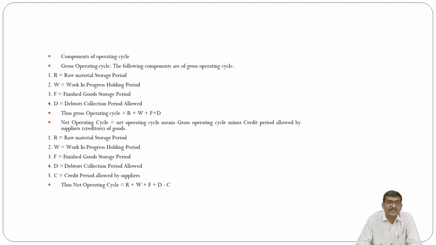Then net operating cycle means gross operating cycle minus the credit period allowed by the supplier, that is, the creditor of the goods. That is R plus W plus F plus D minus C, where C is the credit period allowed by the supplier. R, W, F, D are the same as per the gross operating cycle.